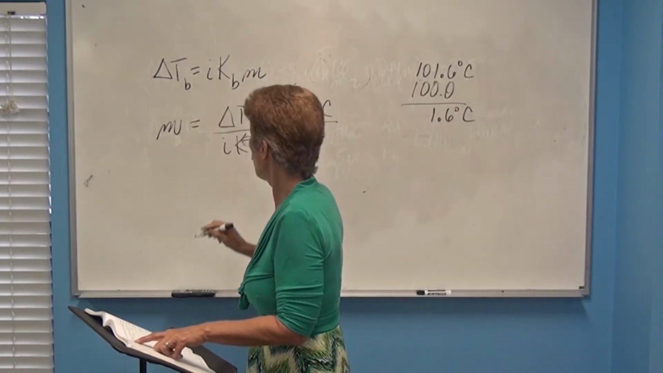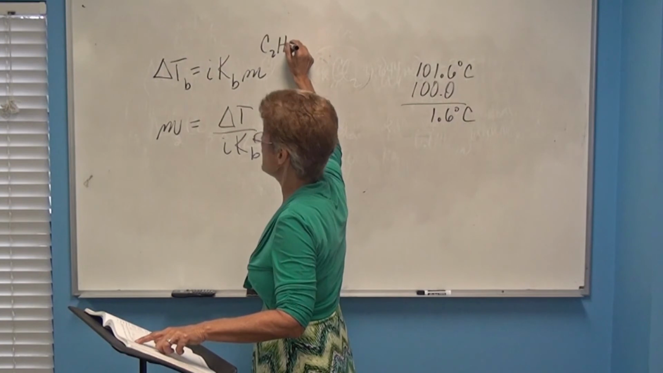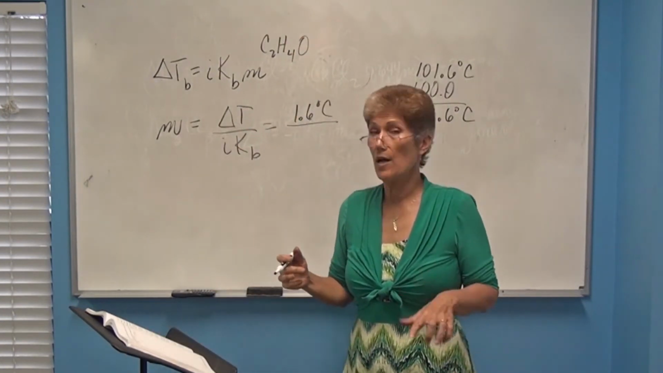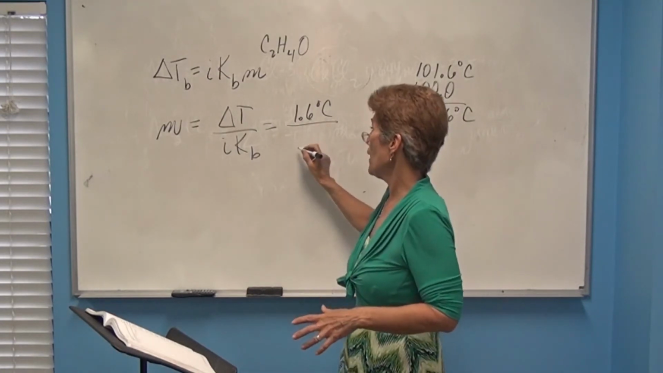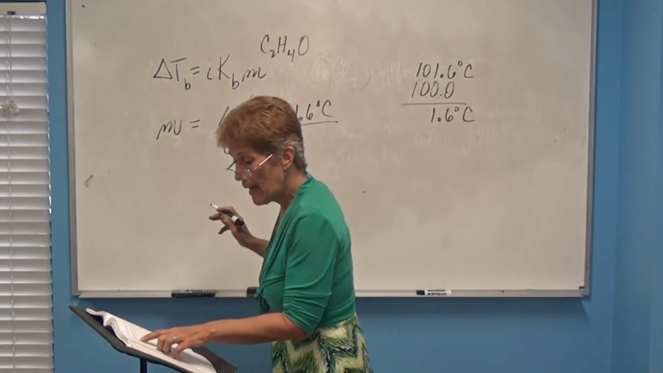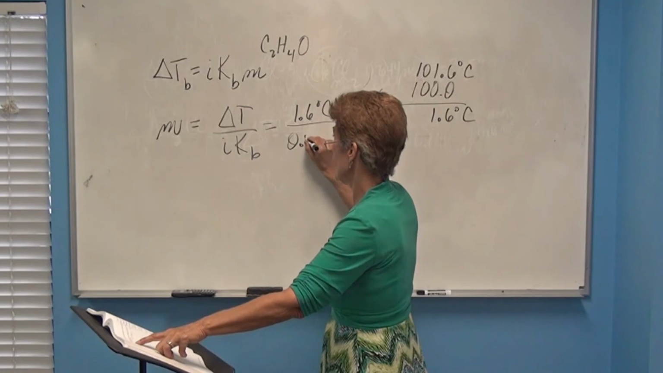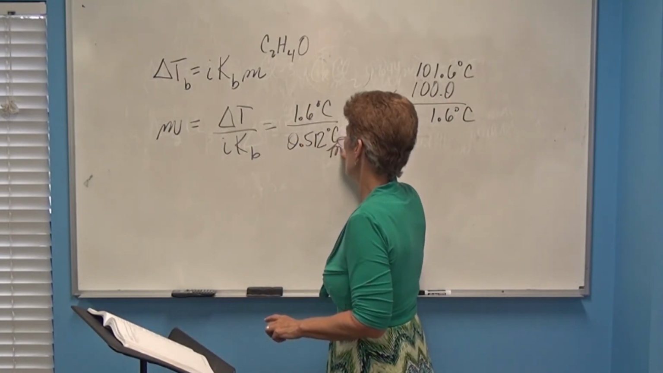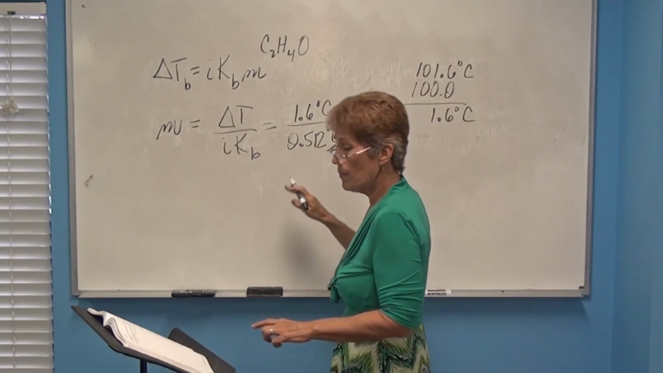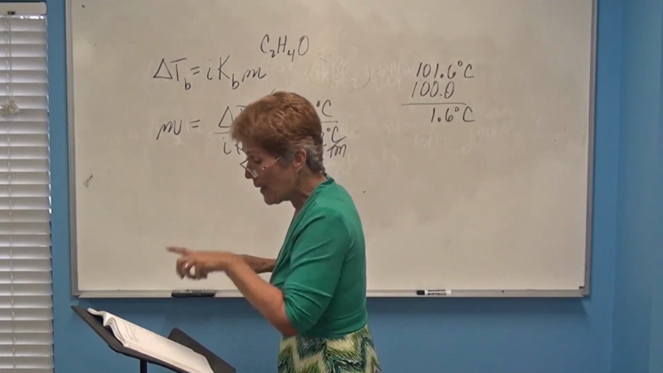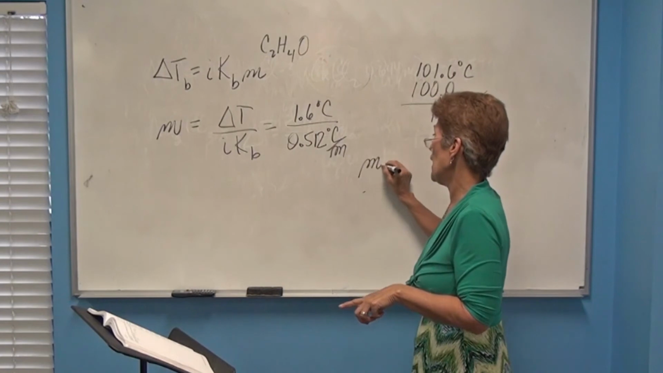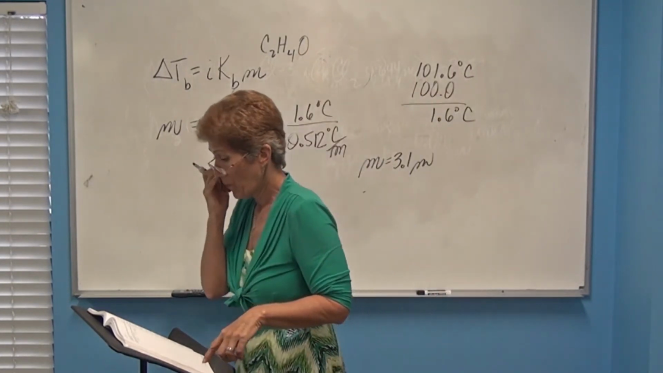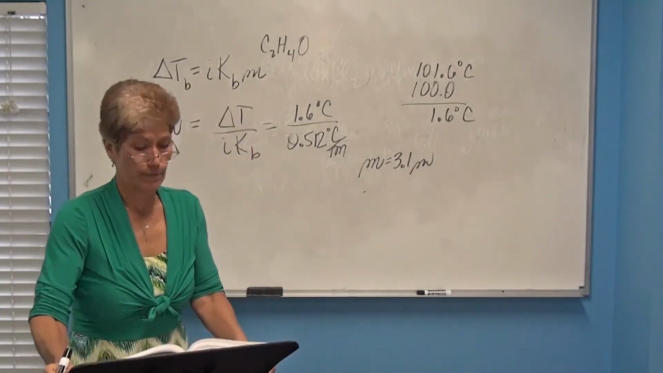The I for C2H4O, that is a covalent compound. There are no ions in there, so I is 1. And then the Kb is 0.512 degrees Celsius per mole. So with that in mind, you have to have an answer in two significant figures, so your molality is 3.1 mole. And that would be your answer.